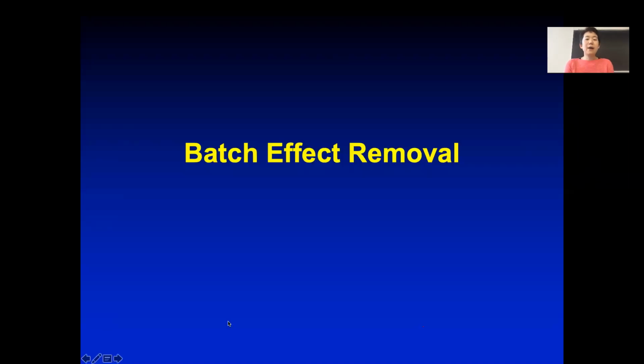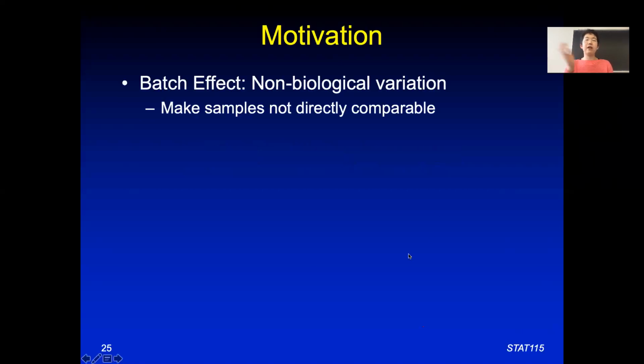Next part, we talk about the batch effect removal. Very often you have batches in expression. In fact, anytime you do a biological experiment with some replicate, you might end up having some batch effect. So these are non-biological variations. It makes the samples not directly comparable.